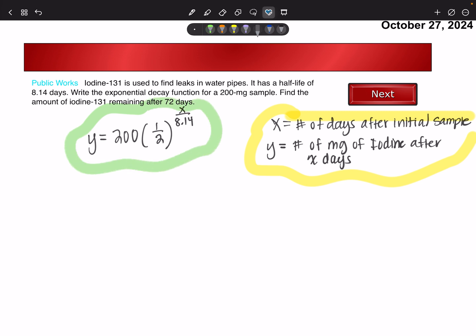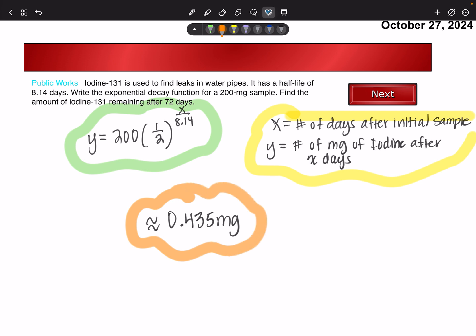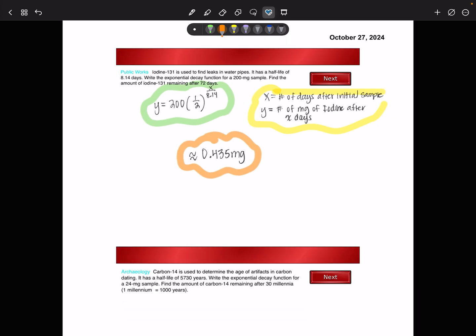Now I'm going to use that function to find how much remains after 72 days. We put a 72 in for x, and you should get approximately 0.435 milligrams. Okay, let's try one more.